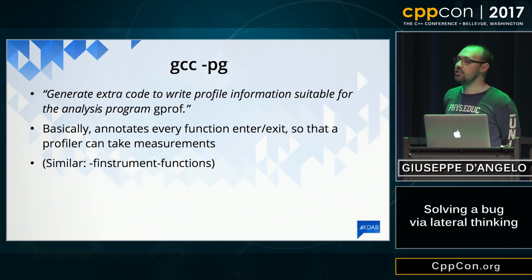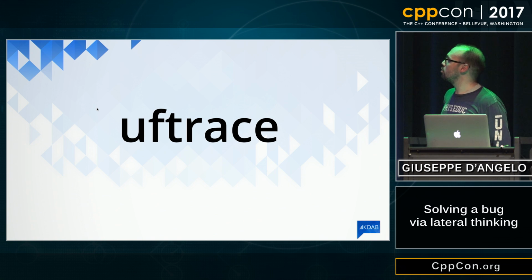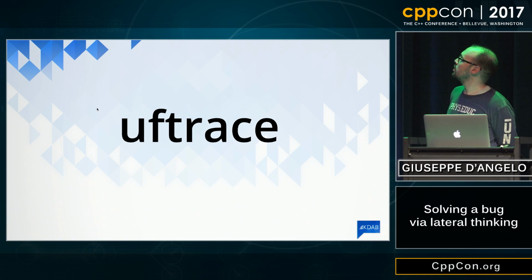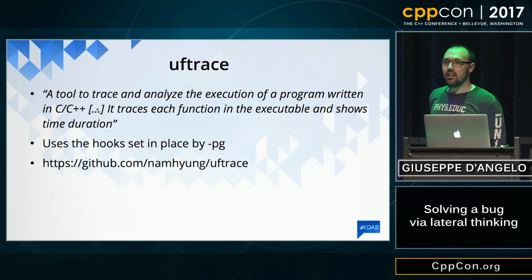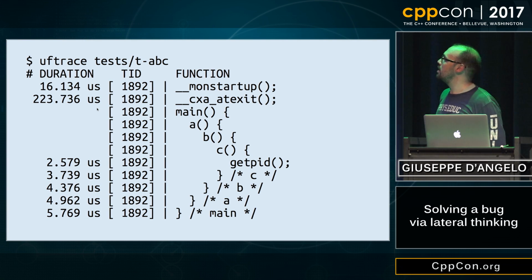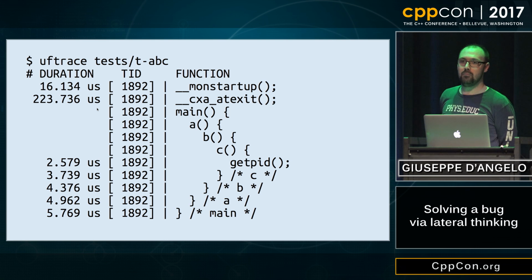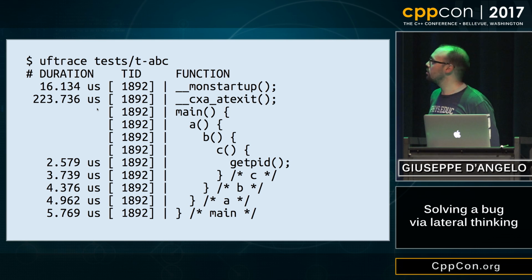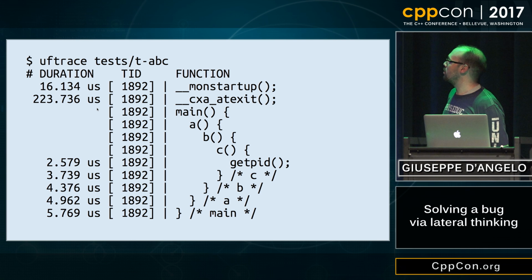And there is a tool that does exactly that for me. The tool is called UFTrace. It's an awesome tool. There is a poster about this downstairs, so go see that. UFTrace is a small tool that uses the information set in place by PG and extracts it. This is an example of an application where main calls A, A calls B, B calls C, and UFTrace is able to print that. Great, I can use this. I can apply UFTrace to both test cases and do a diff. Why not? Well, a diff is kind of complicated, I don't want to get there.